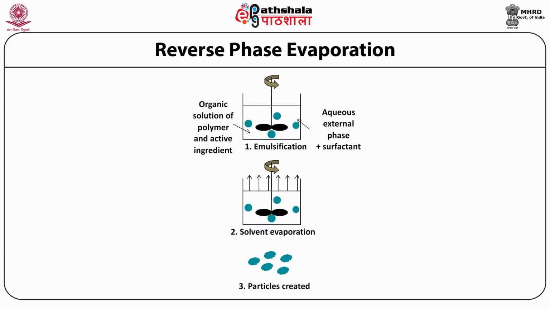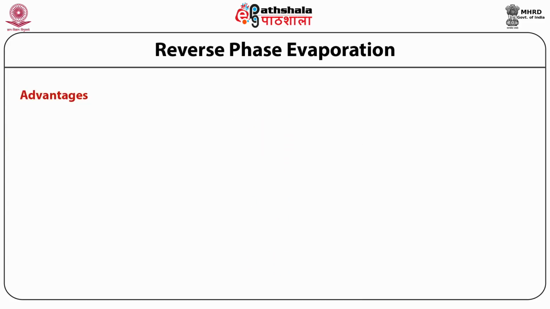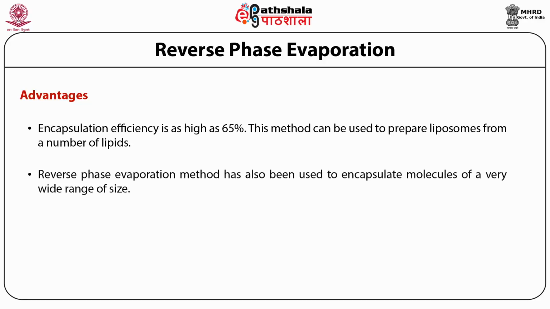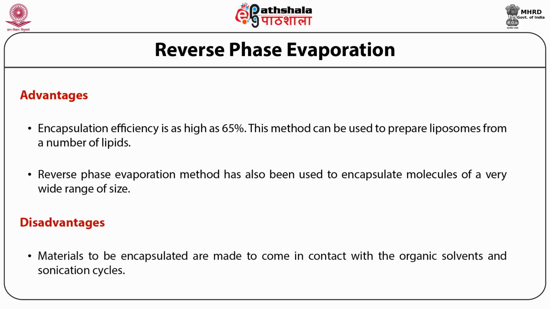This diagram is showing the preparation of liposomes by the reverse phase emulsification method. Advantages of the reverse phase evaporation method: encapsulation efficiency is as high as 65%. This method can be used to prepare liposomes from a number of lipids. Second advantage is that the reverse phase evaporation method has also been used to encapsulate molecules of a very wide range of size. Disadvantages of this method: materials to be encapsulated are made to come in contact with the organic solvents and sonication cycles.